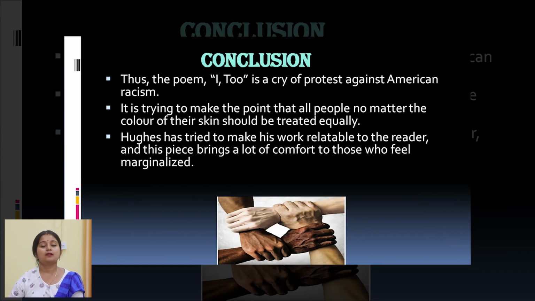So to conclude, we have to say that the poem I, Too is a cry of protest against American racism. That means how the blacks were being discriminated against by the whites is being portrayed through the poem. It is trying to make the point that all people, no matter the color of their skin, should be treated equally. Hughes has tried to make his work relatable to the reader, and this piece brings a lot of comfort to those who feel marginalized.